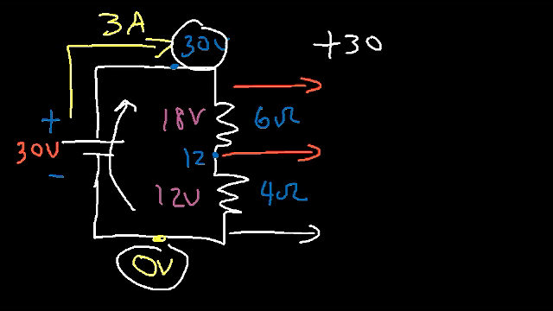Voltage is defined as electric potential energy per unit charge. 1 volt is 1 joule per coulomb. So the battery increases the voltage of the circuit.